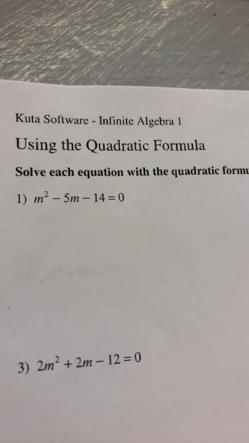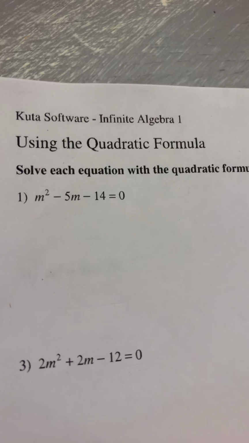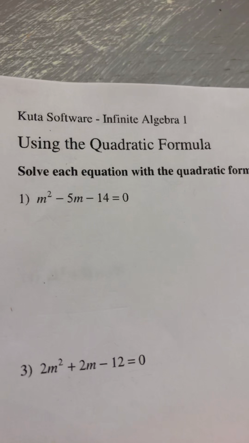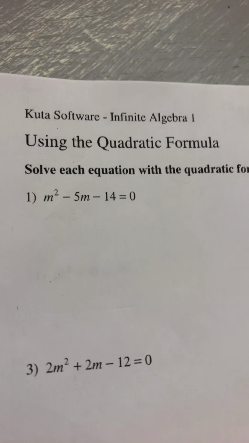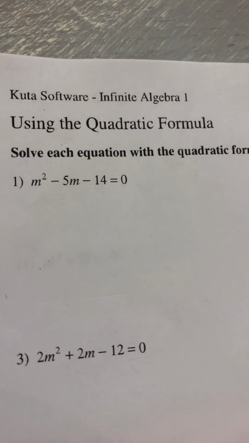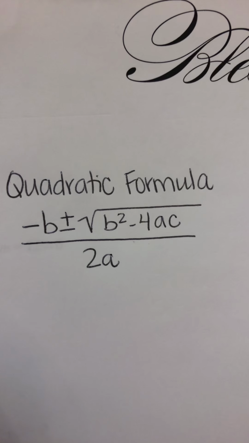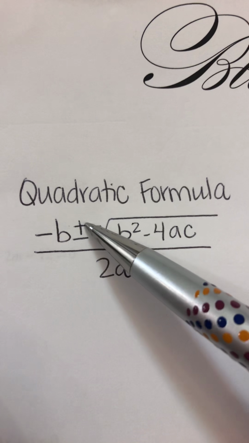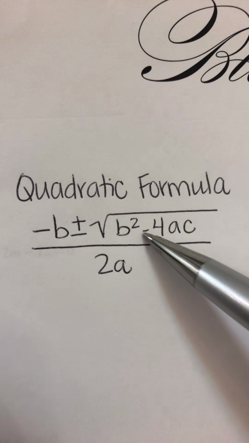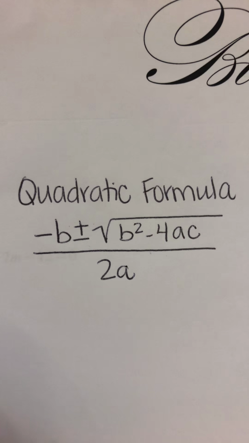Hey everybody, so today you're starting the next section on solving quadratic equations, and today I'm going to introduce the quadratic formula to you. This formula is very important. You've got to memorize it. Quadratic formula: negative b plus or minus the square root of b squared minus 4ac, all divided by 2a.